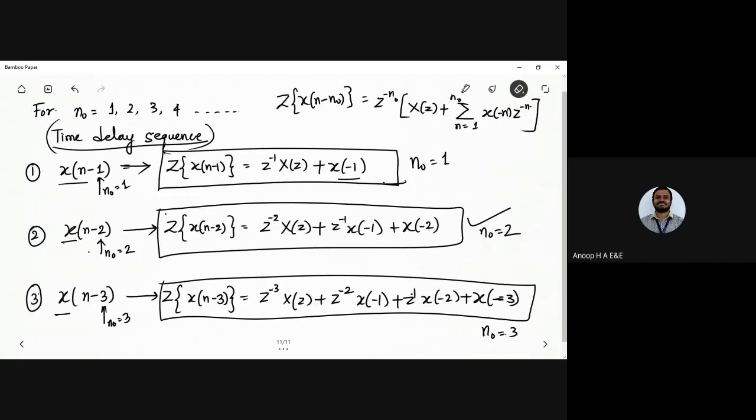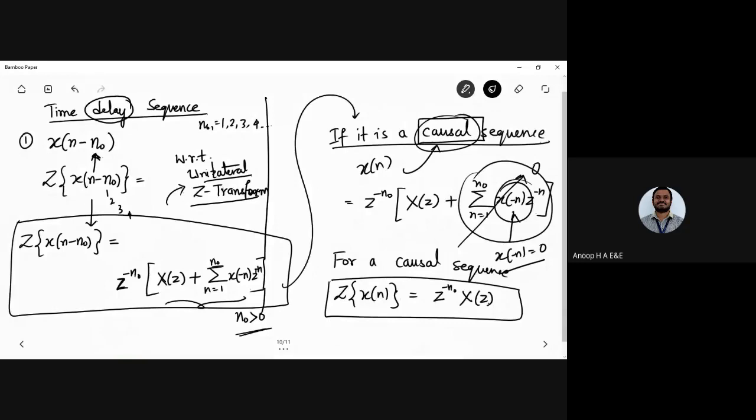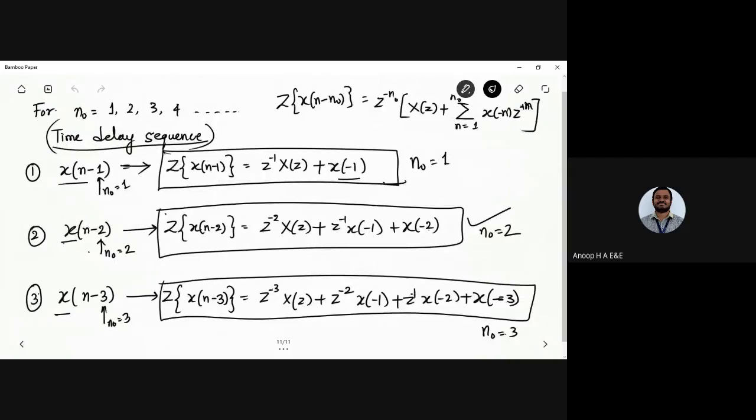I think it is z power n. Yeah, so n changed to n minus, yeah, that would be there. A slight correction here. So if n is changing to n minus n, that would be z power n there. So this is how we are going to write it for the z transform of x of n minus n naught.